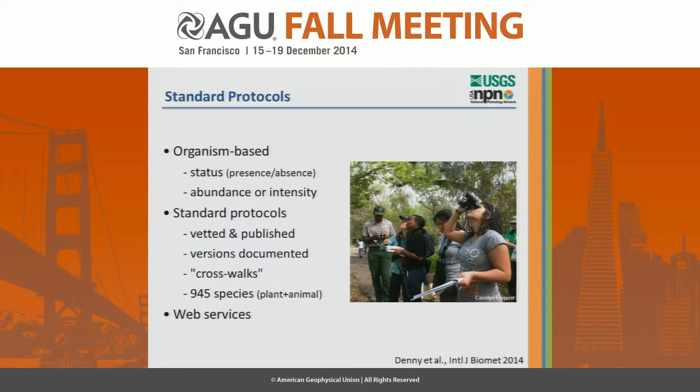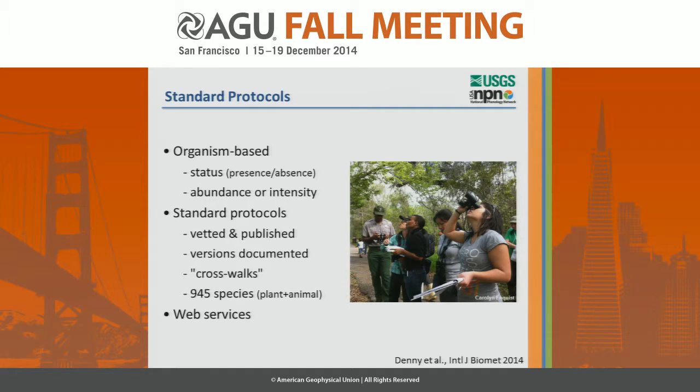So going back to the bottom then of my graph, and I'm going to shoot from the bottom up, we start with standardized protocols. Well, what am I talking about when we talk about standardized protocols, and how do you really create those? For phenology monitoring, we're focusing on in-situ monitoring of organisms at their location at a given time. Therefore, it's very organismally based.